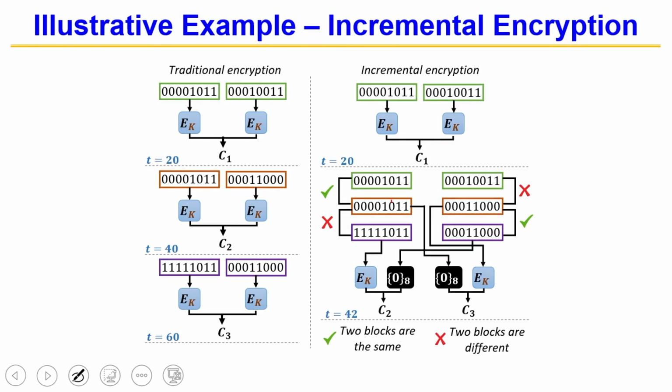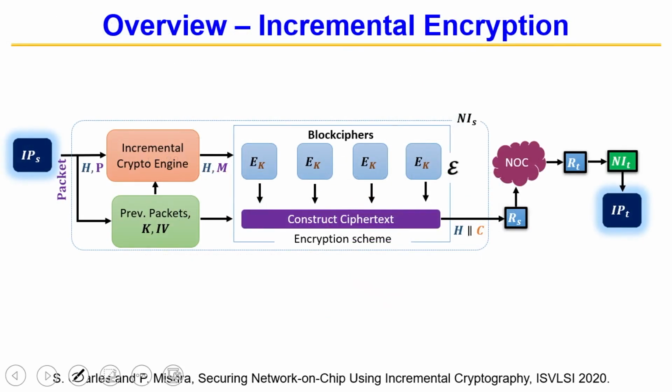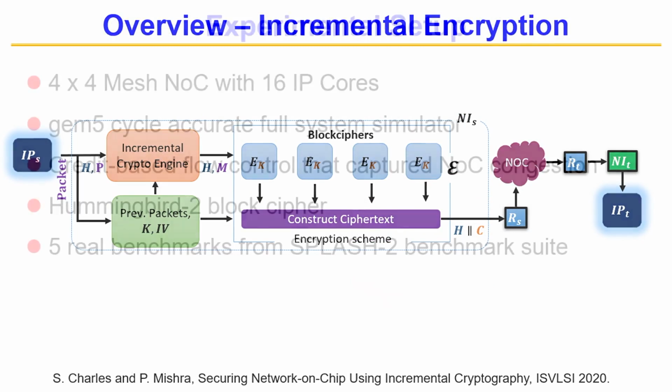You save on that, and even if instead of taking 20 it takes 22 cycles, because you have a little bit of extra manipulation, then the total is 42 instead of 60 cycles. That is the key idea of incremental encryption, and the rest of the stuff I am basically going to skip.